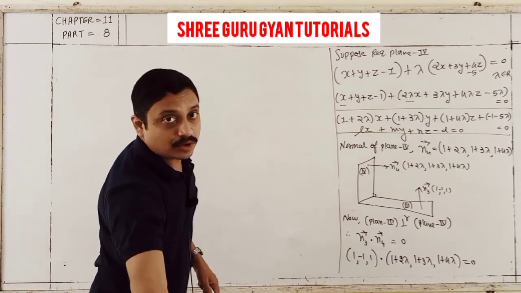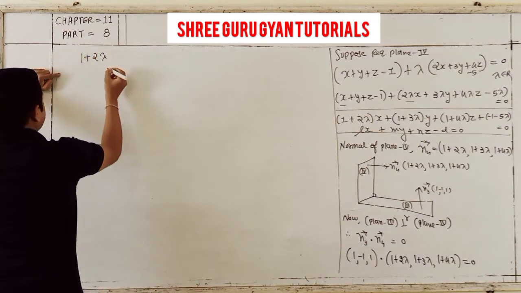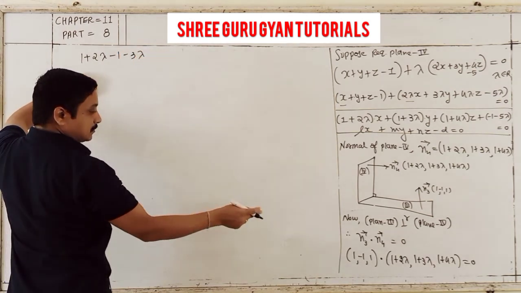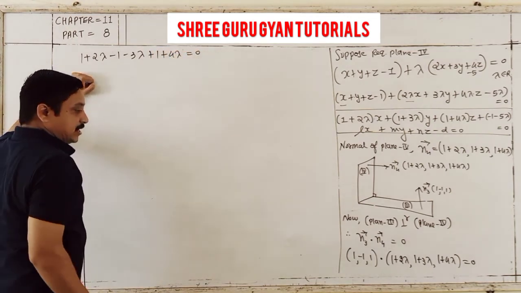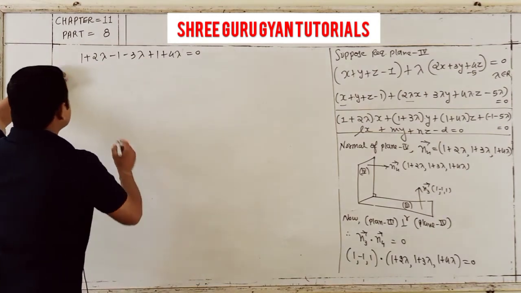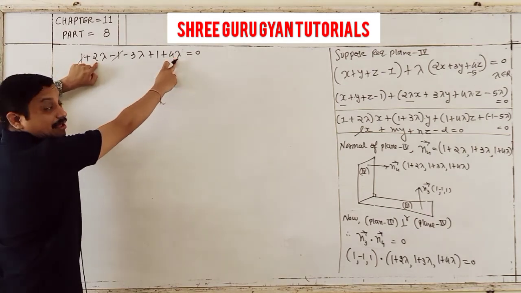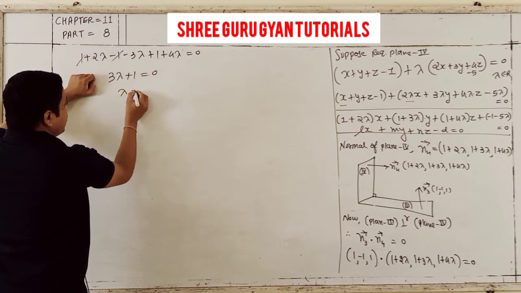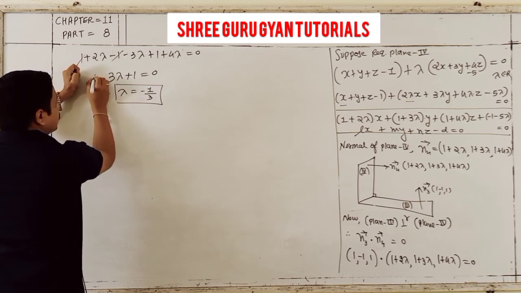So I get the dot product now. 1 times 1 plus 2 lambda, next minus 1 times 1 plus 3 lambda gives minus 1 minus 3 lambda, and last 1 plus 4 lambda. Again, 1 plus 2 lambda, minus 1 minus 3 lambda, and 1 plus 4 lambda. So finally, students, the 1 and minus 1 are gone. You have 2 lambda plus 4 lambda, 6 lambda, minus 3 lambda, 3 lambda plus 1. So lambda becomes minus 1 by 3. That's your value.